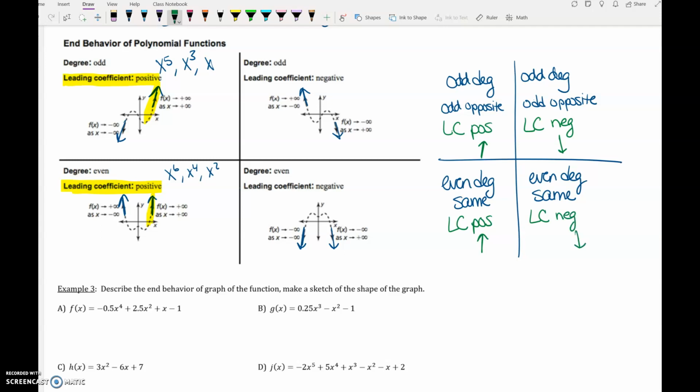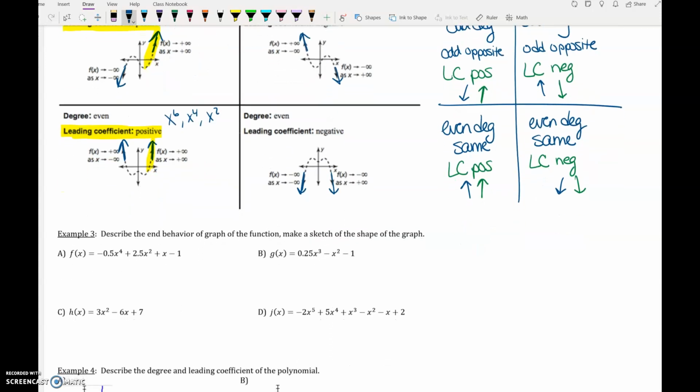So the right side is always controlled by the leading coefficient. The other side is controlled by the degree. So odd degree, the other side needs to point the opposite direction. Even degree, same direction. So these are the arrows that I want you to use. When it says sketch the shape of the graph, really we're just going to do the arrows.